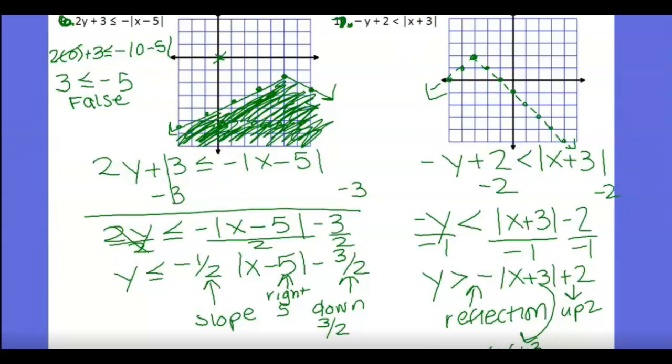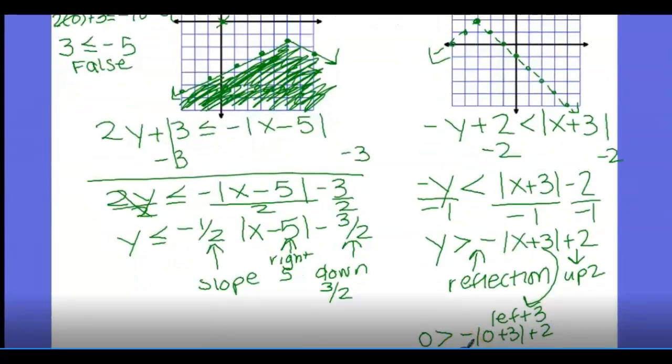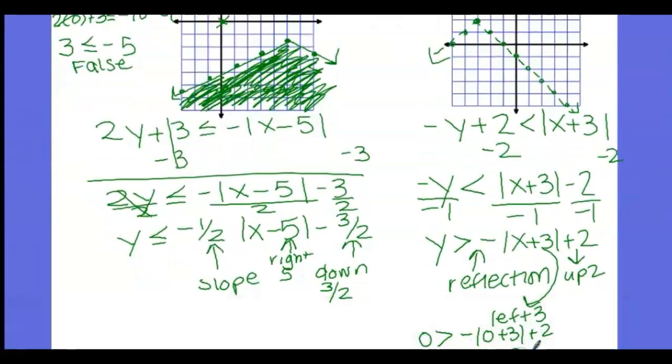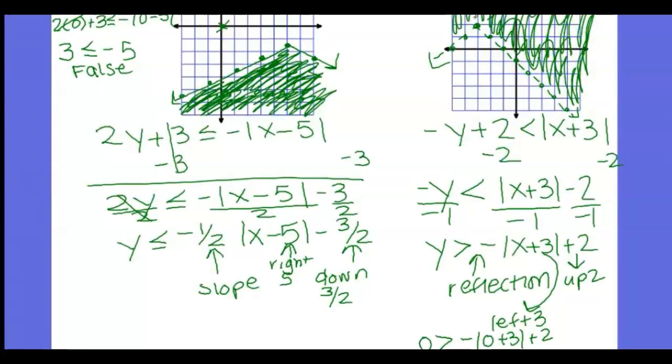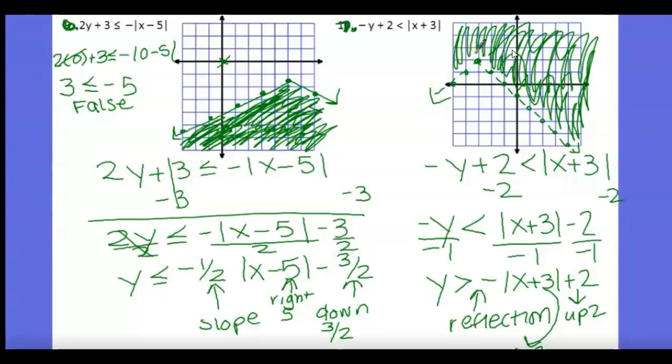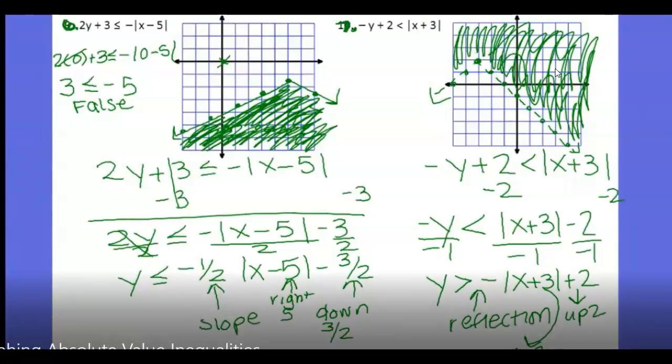Test pointing is 0, 0. We get that 0 is greater than negative absolute value of 0 plus 3, close that absolute value, add 2. The 3 becomes negative. Negative 3 plus 2 is negative 1. 0 is in fact greater than negative 1. Therefore, we shade where my test point is because that test point is a true value.